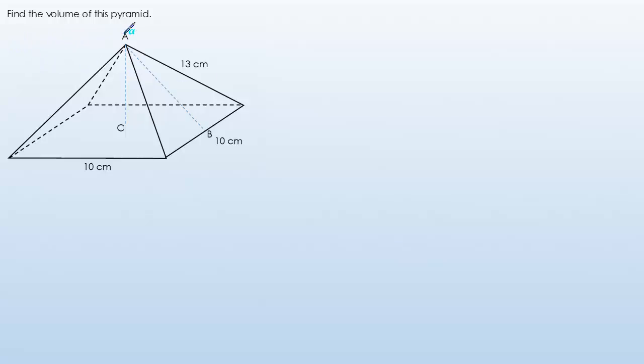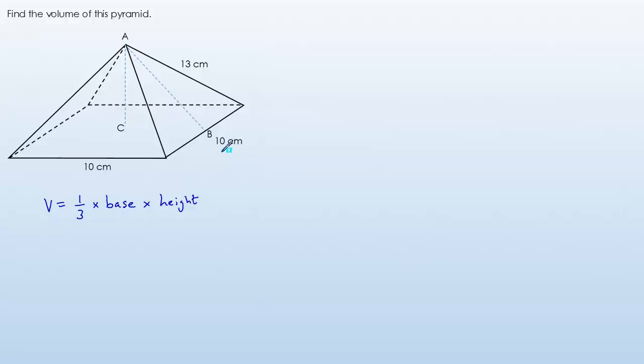Find the volume of this pyramid. Well, we know that the volume is equal to 1/3 times the base area times the height. Now the base is easy to get from here. It's a square base, 10 by 10, so that's easy. But the height is going to be difficult here because we're not given it. We're going to have to work it out from information given.